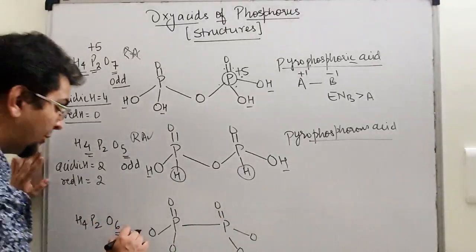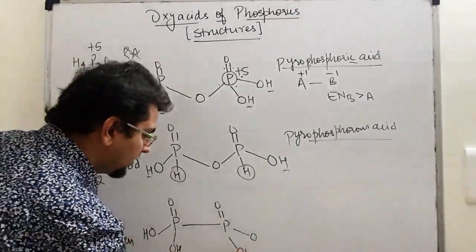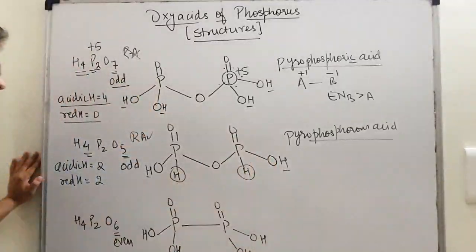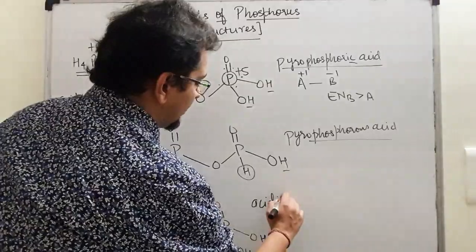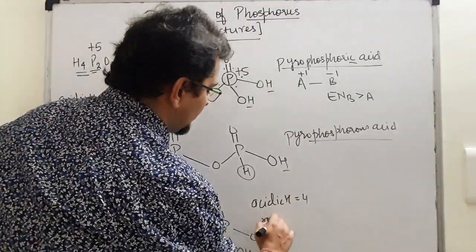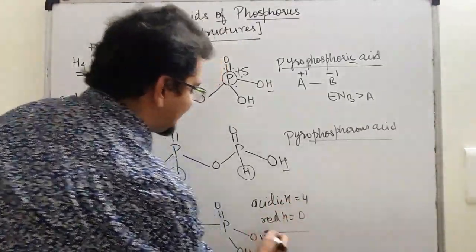Very good. How many hydrogens? 4. So 1, 2, 3, 4. All the hydrogens got attached here. So here also acidic hydrogens are going to be 4. Reducing hydrogens are going to be 0.